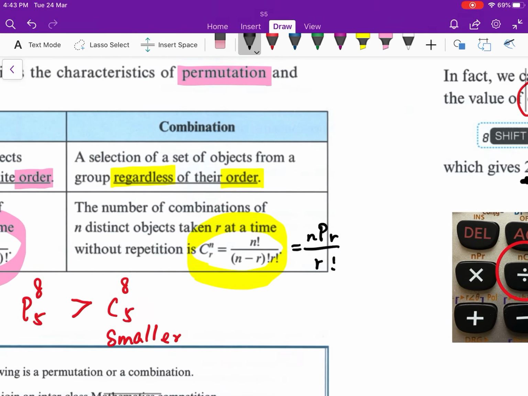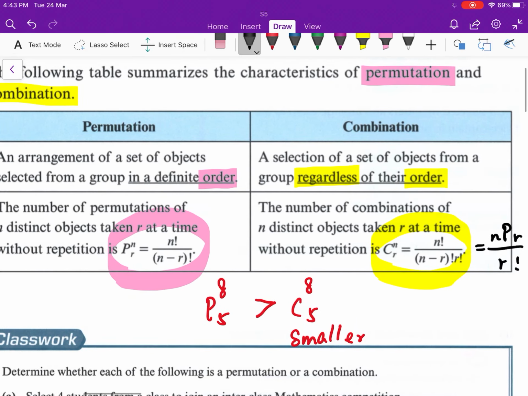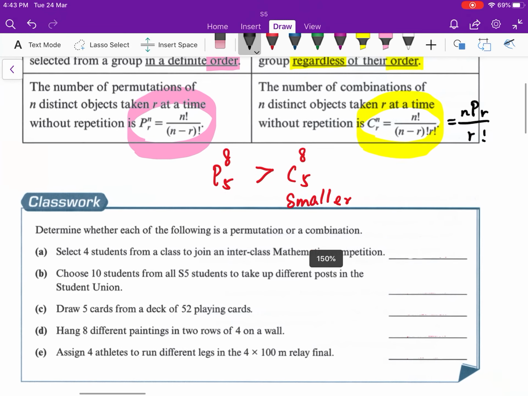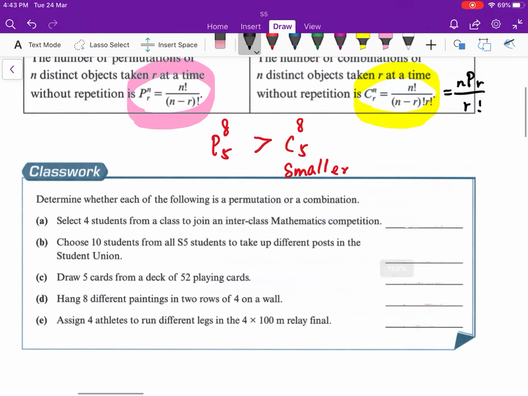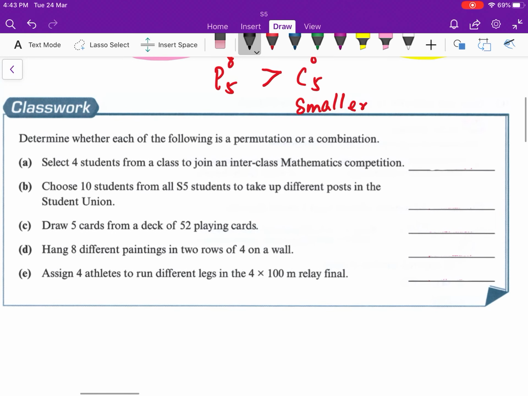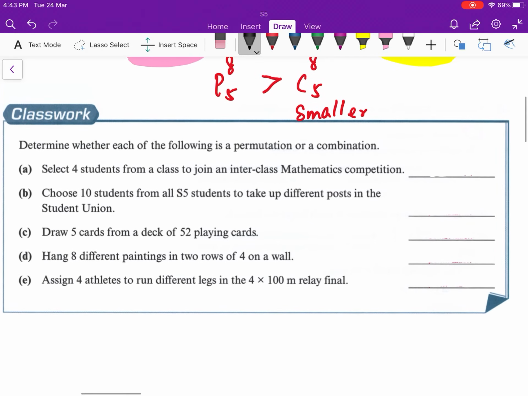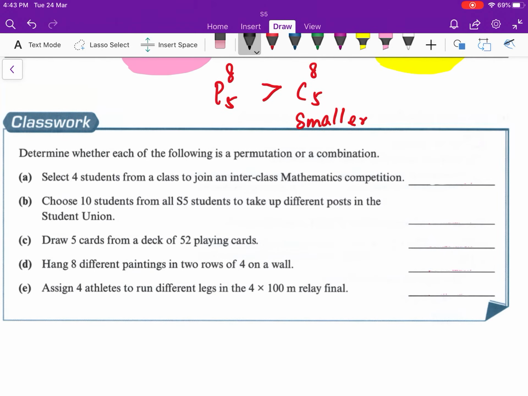Now we gather what we have learned today. We have learned what is combination, and what is the difference between combination and permutation. Now take a look at this classwork and tell me whether they are permutation or combination. You must know how to separate them. Otherwise, if you give me the wrong symbol, the answer will be totally different.